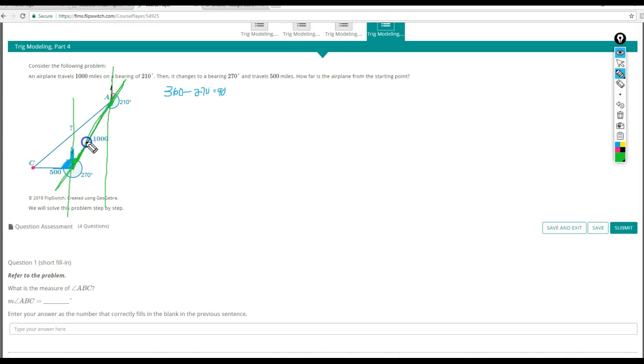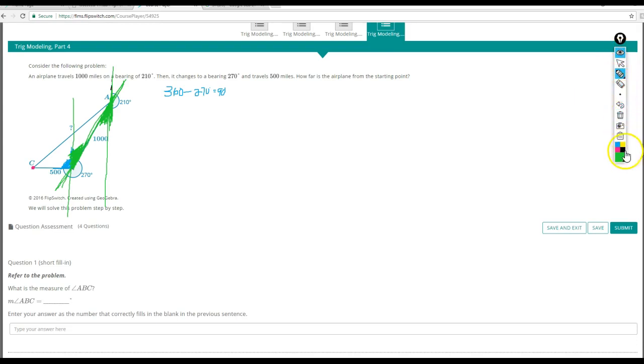Now from transversals, I know that alternate interior angles are congruent, alternate exterior angles are congruent, and so I need to find a relationship there. So the remaining part right here of our angle ABC would be an alternate interior angle to this portion of our first bearing. It's not the full 210 degrees, it's just a portion of that. So I have to find a way. How can I find this portion of the 210 degree bearing?